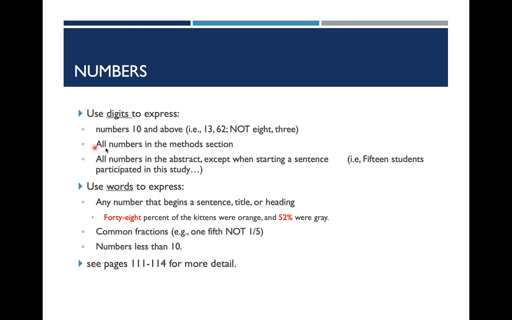Now we use all numbers in the entire method section. So even if it was 8 or 3 or 2 or 4, if we're in the method section, we use digits. Except in the case when a number starts a sentence. When a number starts a sentence, we spell it out always. So we use words to express any number that begins a sentence or a heading, as well as common fractions like 1/3, 1/5, 1/4. And of course, like I said above, numbers less than 10.